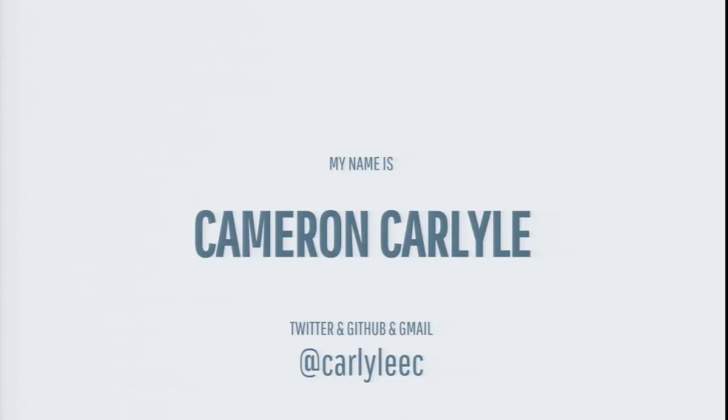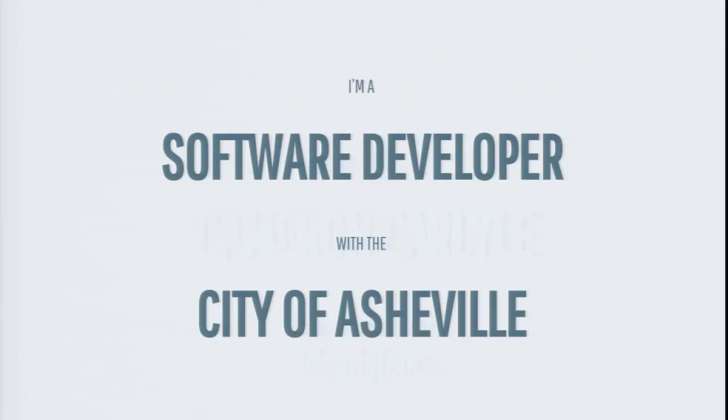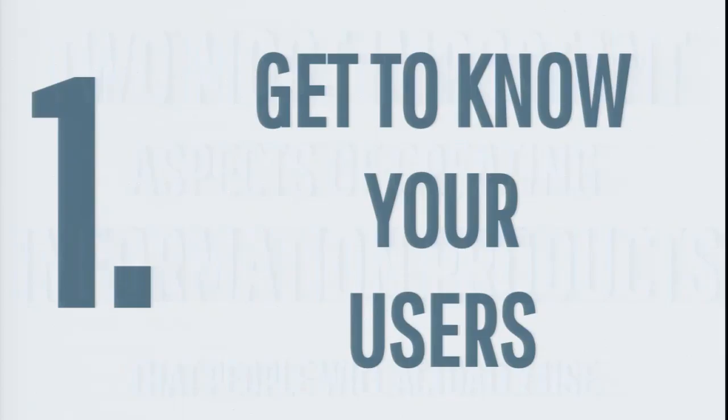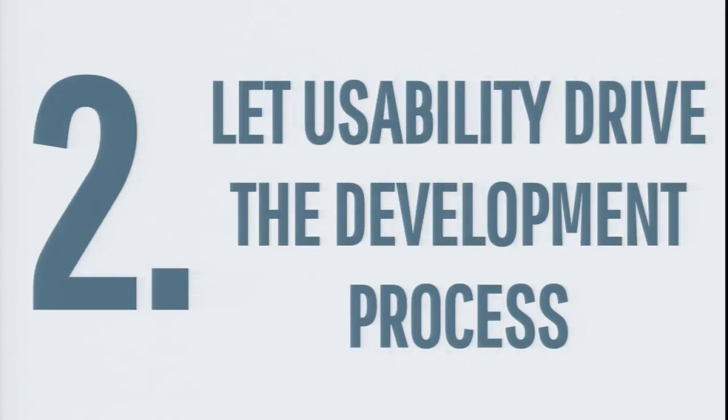So the abstract that I submitted for this talk was intended for a longer session, and so since I only have 10 minutes, I'm going to try to focus on what I think are the two most important aspects of creating information products that people will actually use. And they are, number one, get to know your users, and number two, let usability drive the development process.